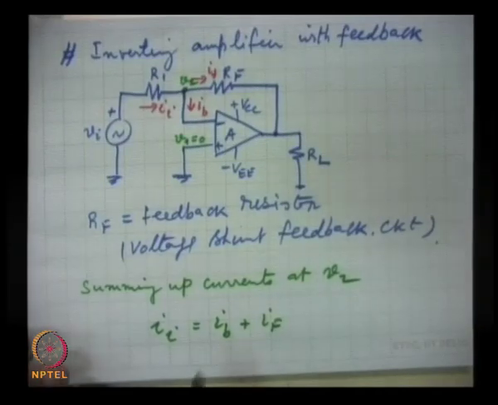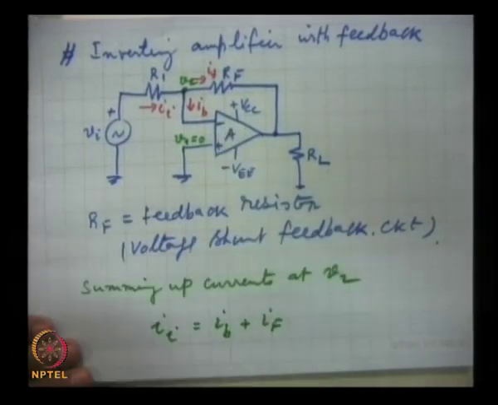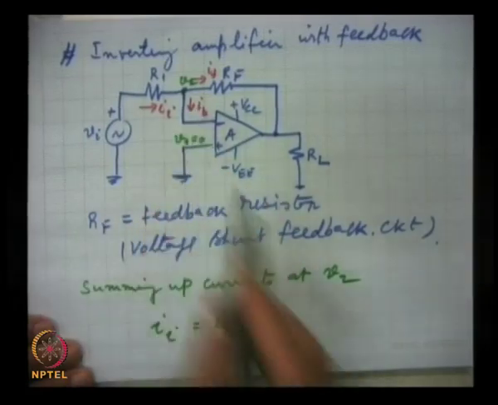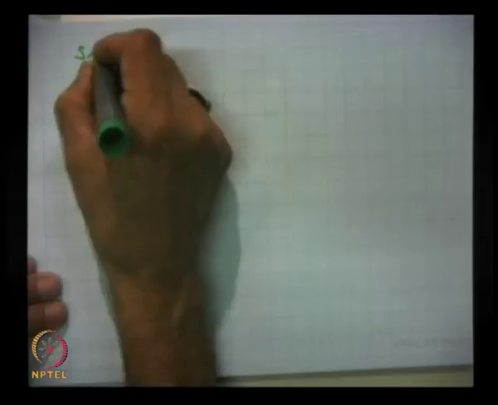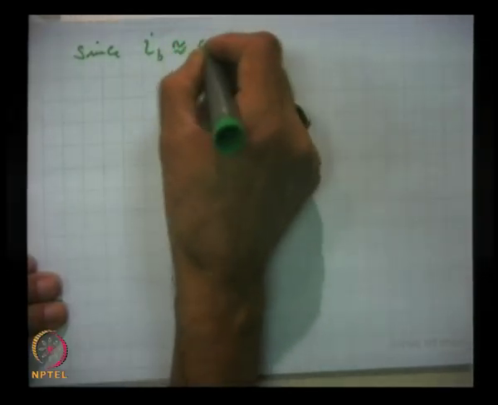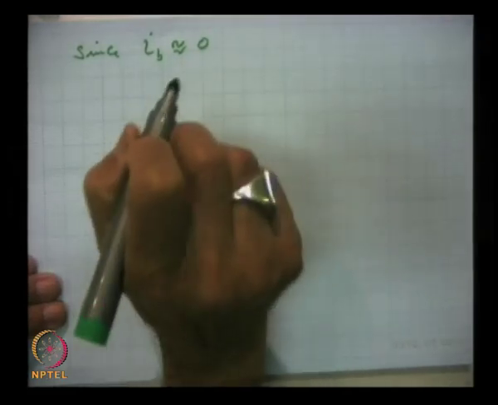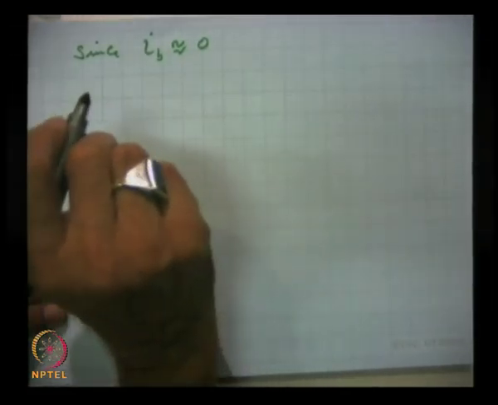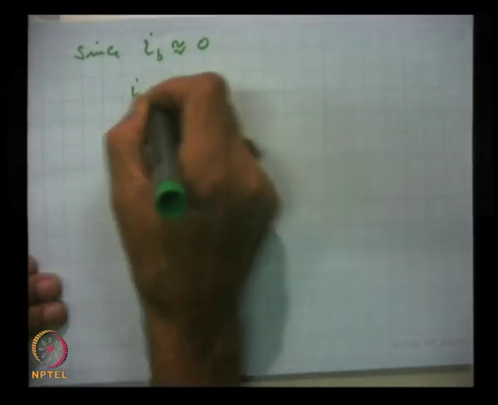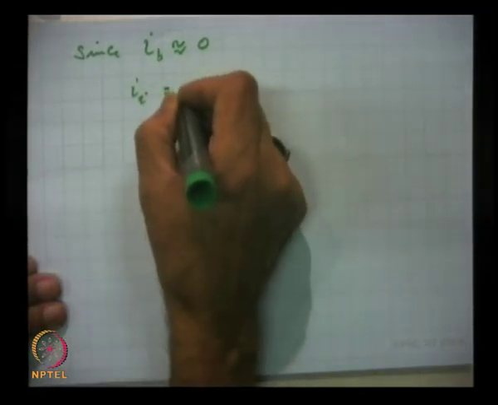and IB, you remember that the input impedance of the op-amp is extremely large, it is in megohms. So this current is very feeble. Since IB is very close to 0 because the input impedance of the amplifier is very high, therefore II is simply equal to IF.